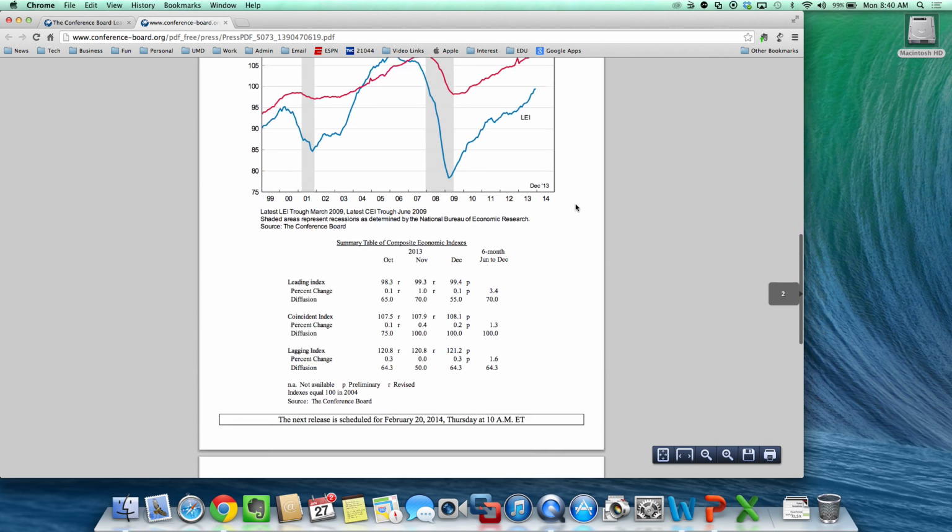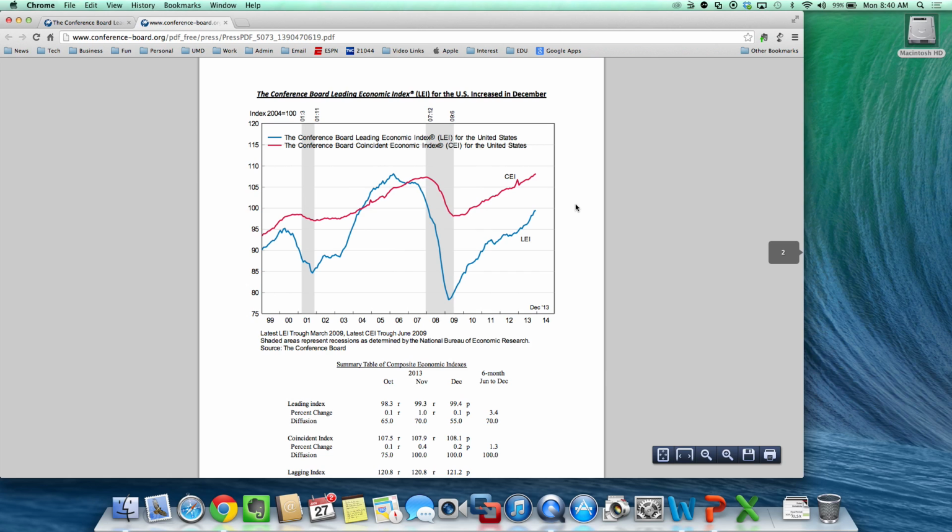So in the press release, they have this chart, and this chart will be a chart in your group projects. So every group, when you do your group presentation at the end of the semester, will have this chart in your presentation. And it is a view of the current LEI and CEI. In this case, going through December 2013, you'll have yours going through February by the time we get around to our group project presentations.